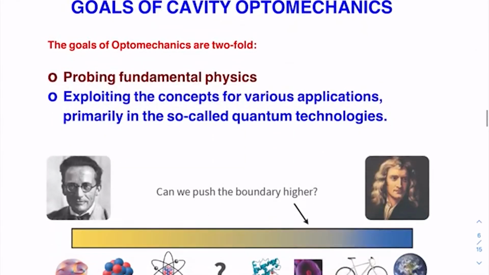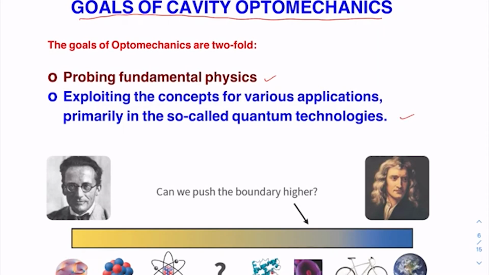Goals of cavity optomechanics. Primarily, cavity optomechanics has two goals. One is to probe fundamental physics, another one is to exploit the optomechanical platform for various technology and applications. In fact, its role in the so-called second quantum revolution is expected to be pretty impactful.